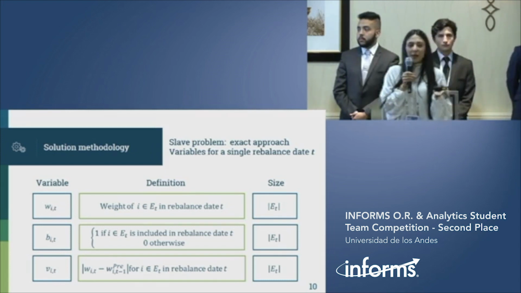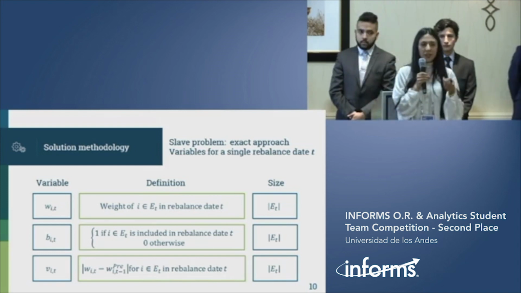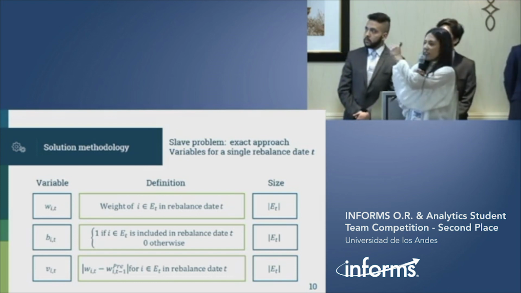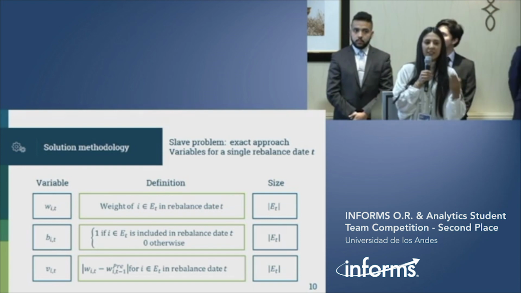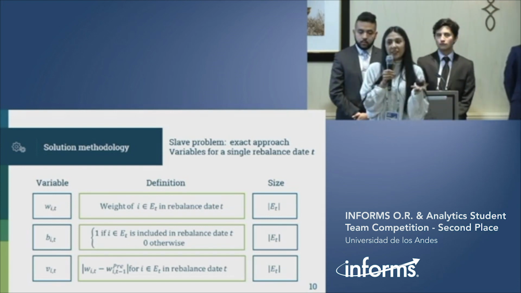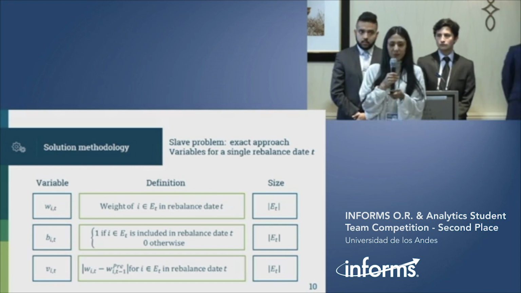This is the absolute value of the difference of an asset's weight between two consecutive rebalance dates. The number of variables of each of these types is the number of assets selected by the genetic algorithm. Therefore, selecting the assets to include beforehand greatly reduces the variables of this exact approach.